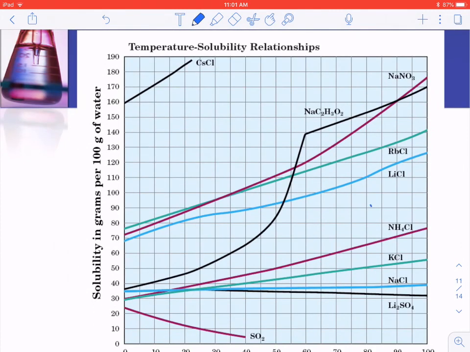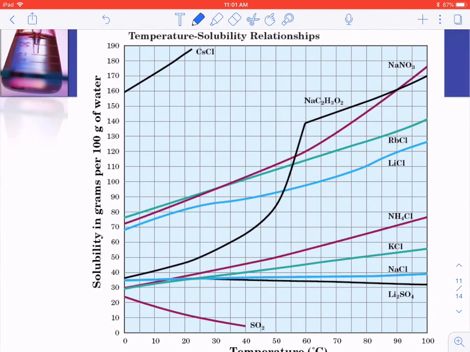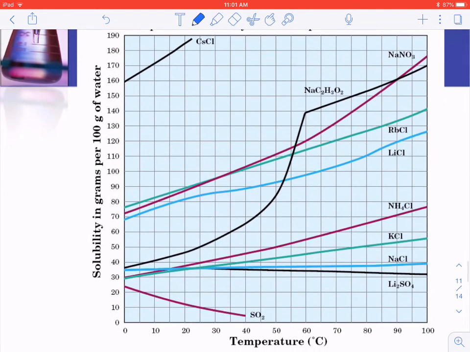So here's a graph of different temperature versus solubility relationships. On the x-axis down here, we have the temperature, and you'll notice as you increase the temperature, in general, the solubility increases. These are getting a little bit steeper. So first off, notice that depending on what you're dealing with, the amount of solute that you can dissolve changes.